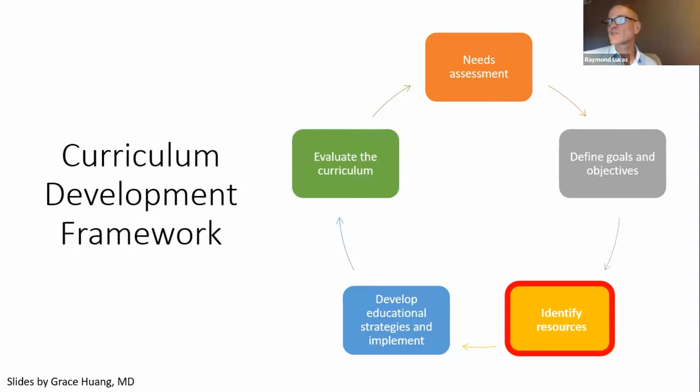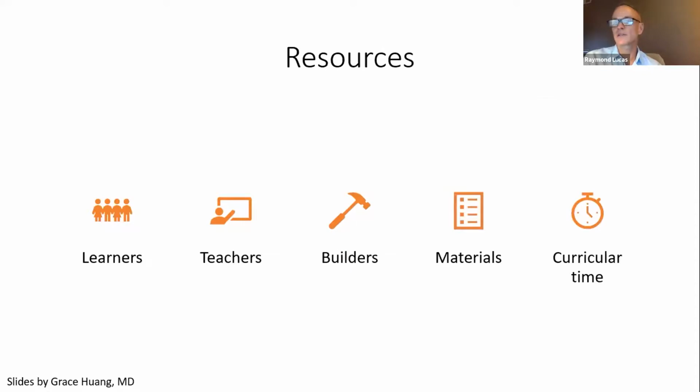So the next step after you've done your needs assessment and filled out that green arrow of what your aim statement is, you write your learning objectives of what you want to do. You need to identify some resources to get you started. And it really depends on what your project is going to be as to what resources you're going to need.